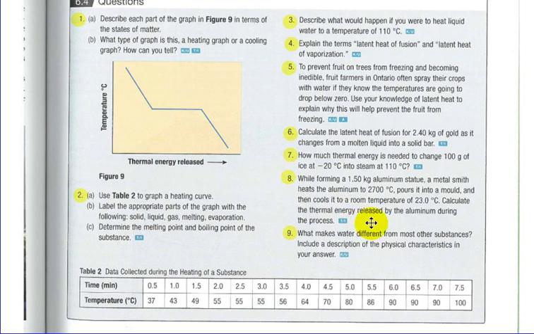Number 8, while forming 1.5 kgs of aluminum statue, a metalsmith heats the aluminum up to 2700 degrees C, pours it in the mold, and then lets it cool to room temperature at 23 degrees C. Calculate the thermal energy released by aluminum during this process. So you're going to have to look back, figure out what is the boiling point of aluminum, what is the melting point of aluminum, and then figure out how many sections of the graph will be covered. Then number 9, what makes water different from most substances, include a description of the physical characteristics. So you can look back at what we just talked about, and you should be able to handle that.